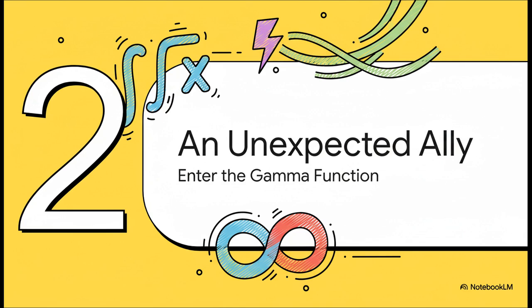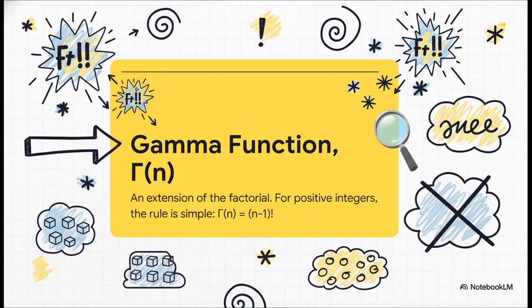It comes from an ally called the gamma function. Now, don't let the fancy name fool you. The gamma function is basically a bigger, cooler version of the factorial. And for any positive whole number n, the rule is incredibly simple. Gamma of n is just n minus 1 factorial. That's it. We're talking basic arithmetic, not complicated calculus.